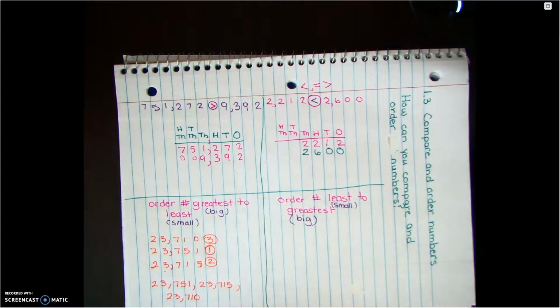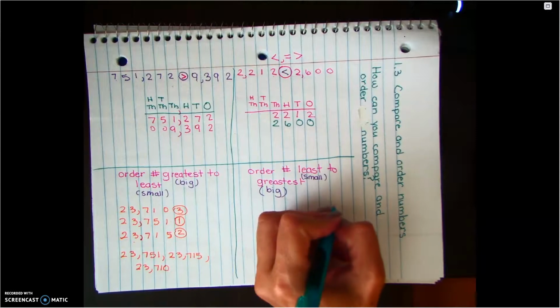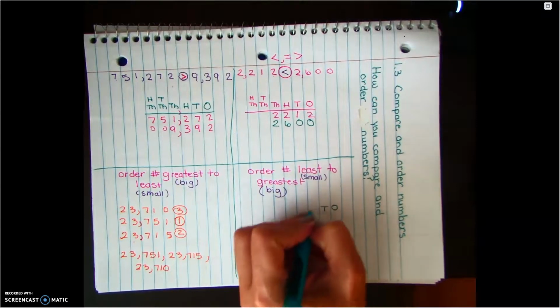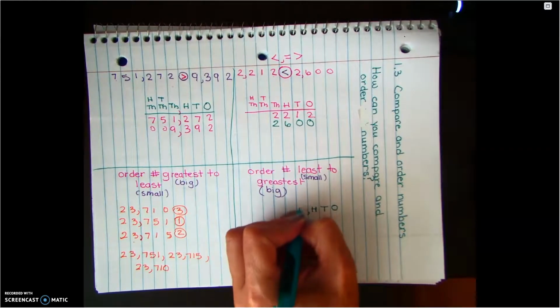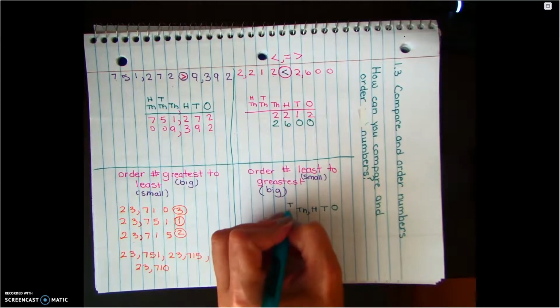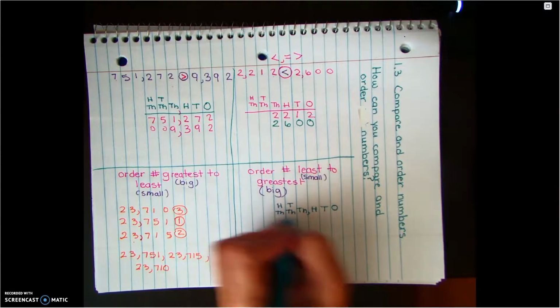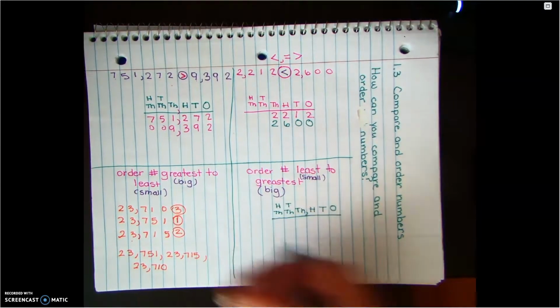Alright, so on this next one, I'm going to show you how you do it with your hundreds chart. So you go ahead and write your 1s, your 10s, your hundreds, comma, your thousands, 10,000s, 100,000s. Remember, you should be whispering that if you're still having trouble remembering the order of those.